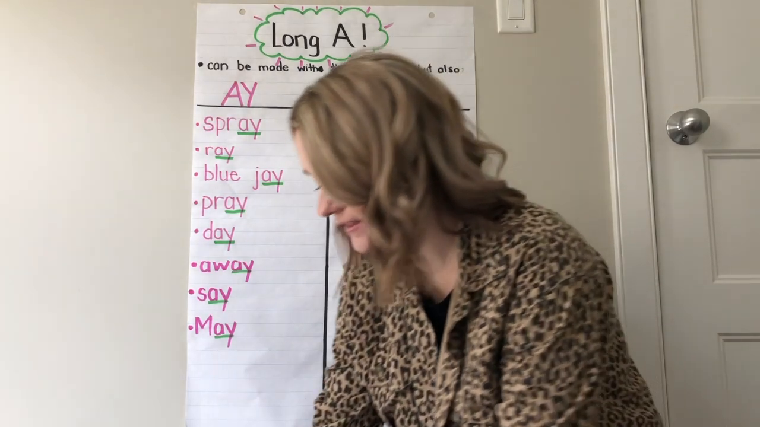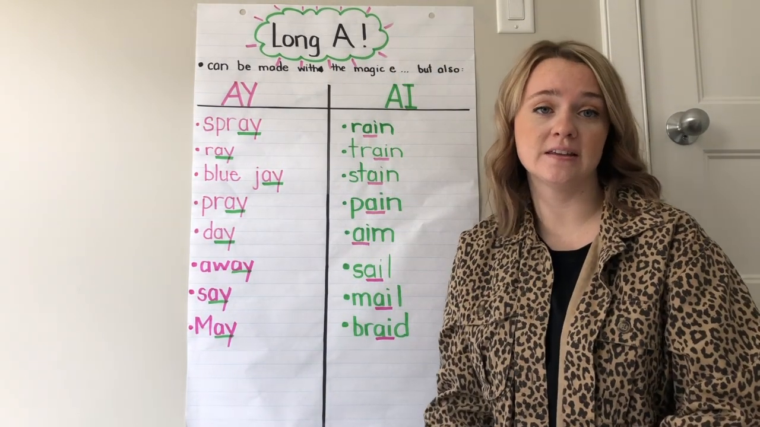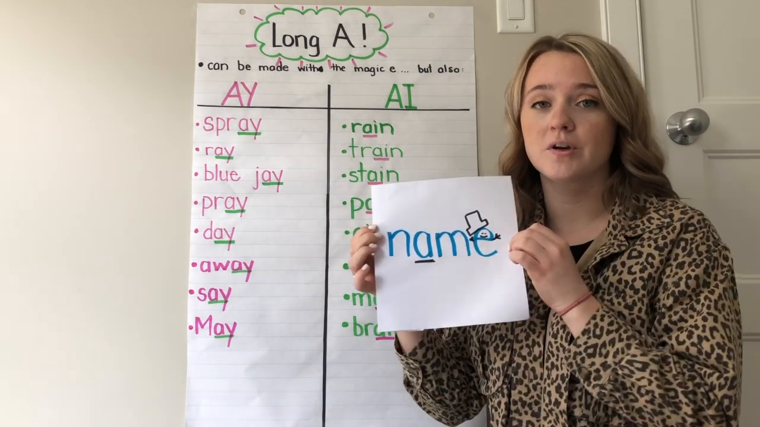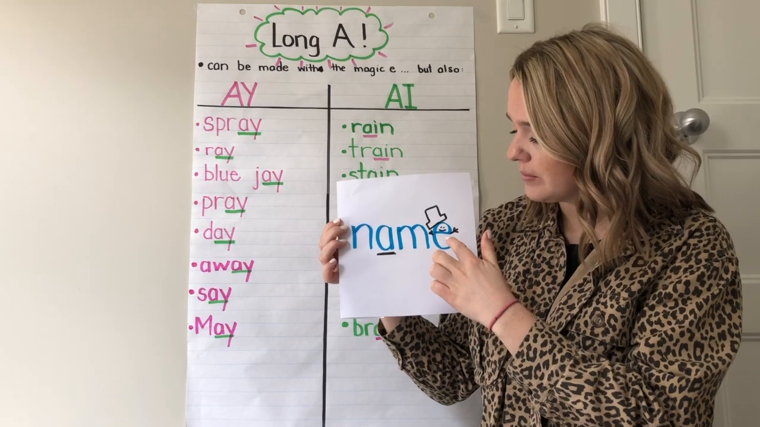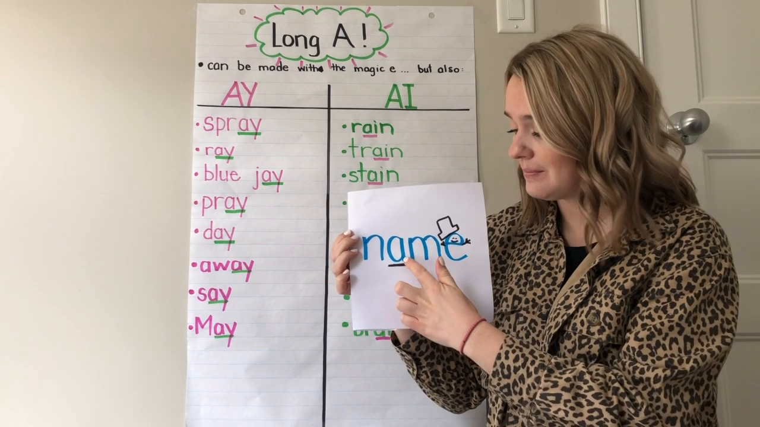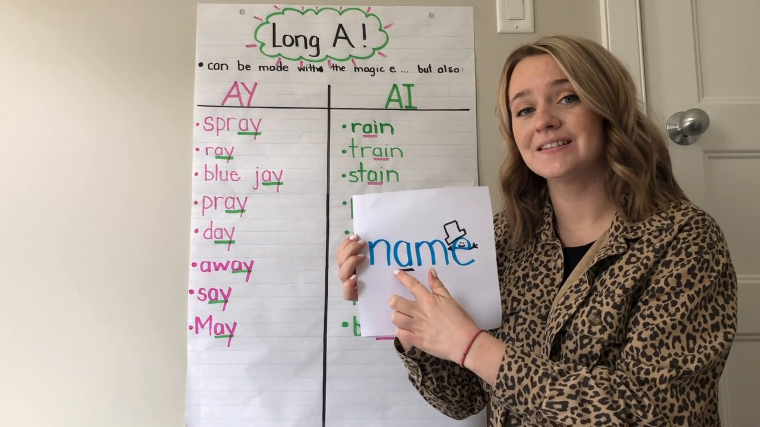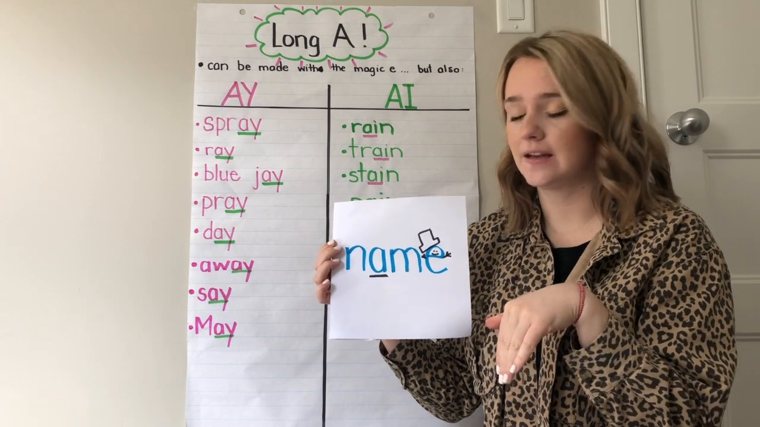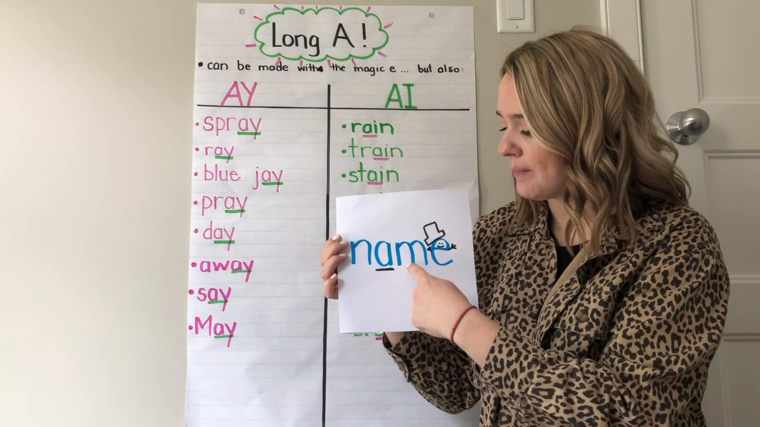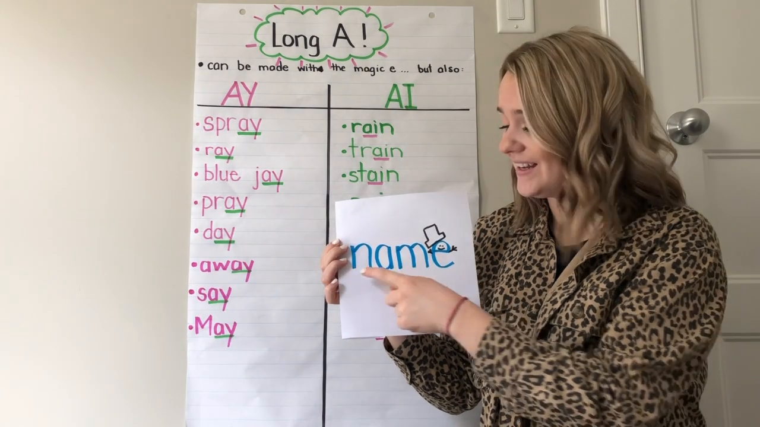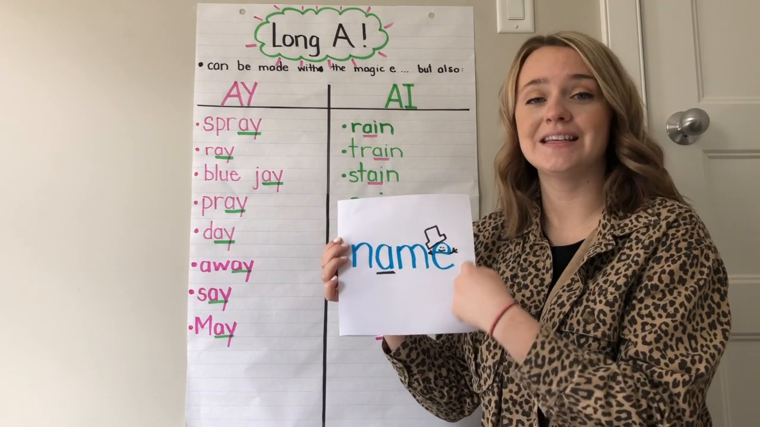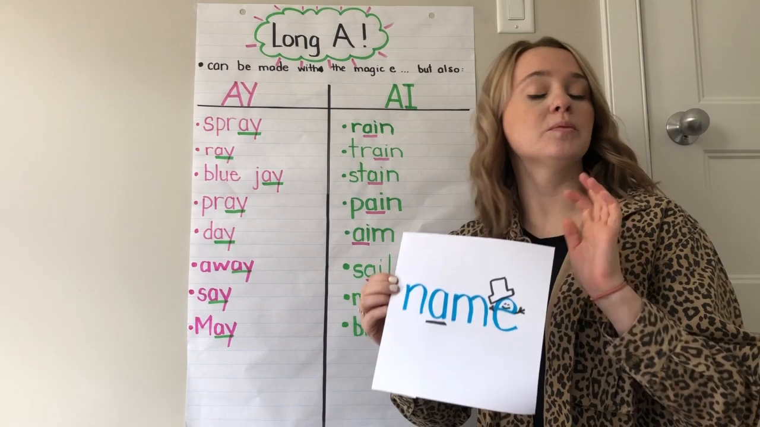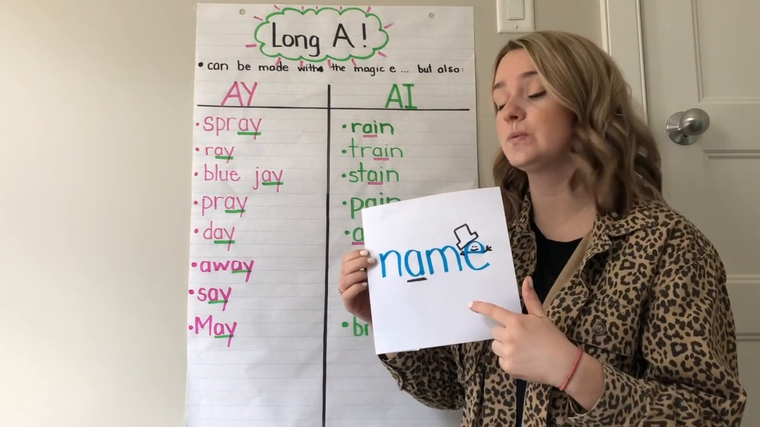I know that most of us have already learned the magic E and how that can change the vowel's name. So I have the word name here, and remember that the magic E at the end makes the A say its name. It says n, aim, and then the E disappears. It doesn't say anything anymore. We don't say n, am, nama. We say n, aim, because the E makes the A say its name. So that is one way, but we're not going to be talking specifically about this way today.